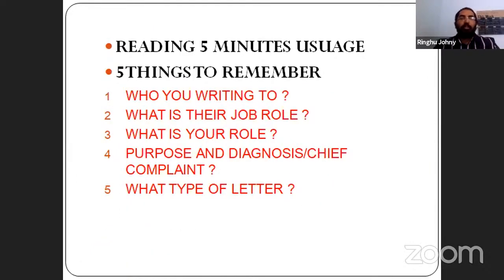Okay, so normally, what I discuss with my regular students is that before we write a letter, we need to know 5 things. What are the 5 things? They are very vital to write a letter.